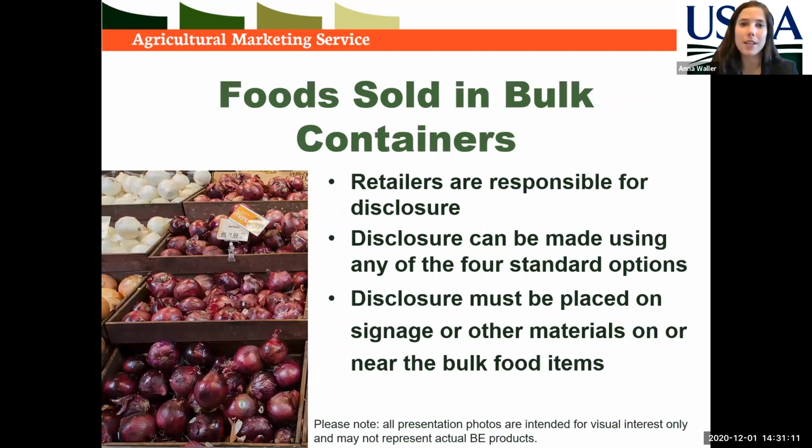The standard also applies to food sold in bulk containers, which includes, among other things, raw agricultural products. Retailers who sell bulk products are responsible for ensuring that proper disclosures are made using any of the 4 standard options available to all regulated entities, including text, symbol, electronic or digital, and text message disclosures. Regardless of which disclosure option is used, the disclosure must be made on signage or other materials on or near the bulk food items in a way that is accessible to consumers.